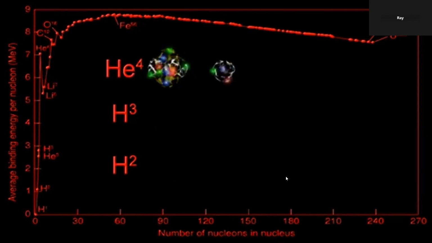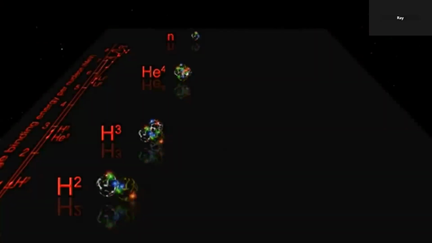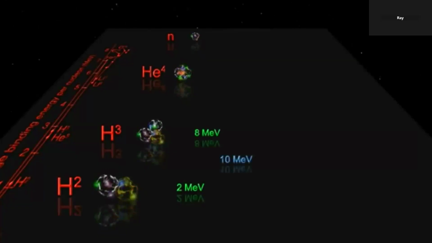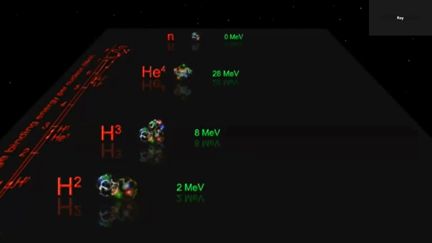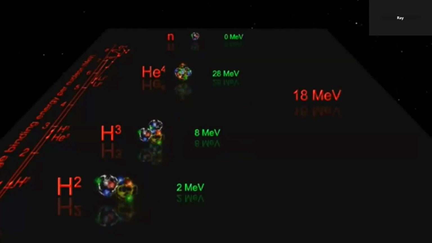Let's run the numbers and see how it works. The binding energy for deuterium is about 2 MeV. And the binding energy for tritium is about 8 MeV. So the total for the input items is 10 MeV. The binding energy for helium is 28 MeV. And the free neutron has 0 binding energy. Subtracting the 10 MeV from the 28 MeV reveals that every time this fusion happens, we liberate 18 MeV of energy.